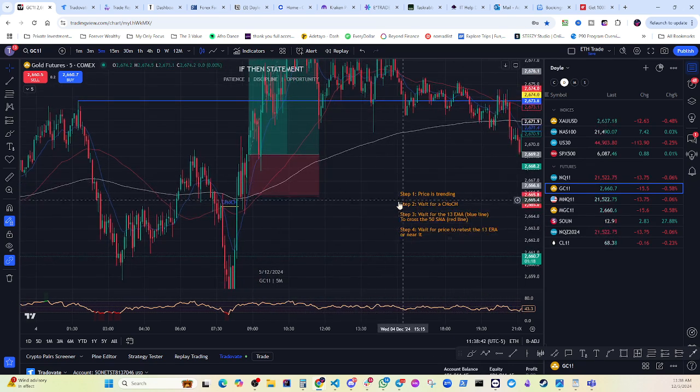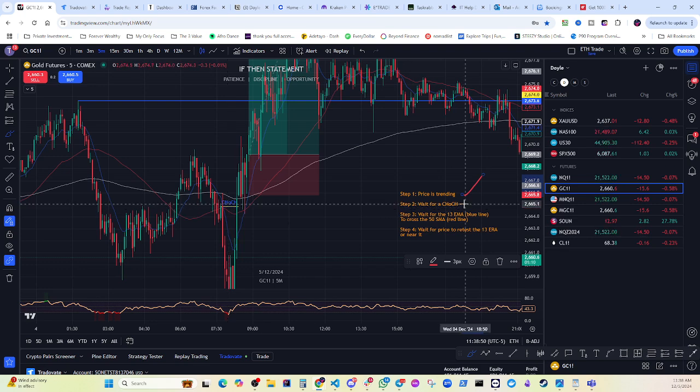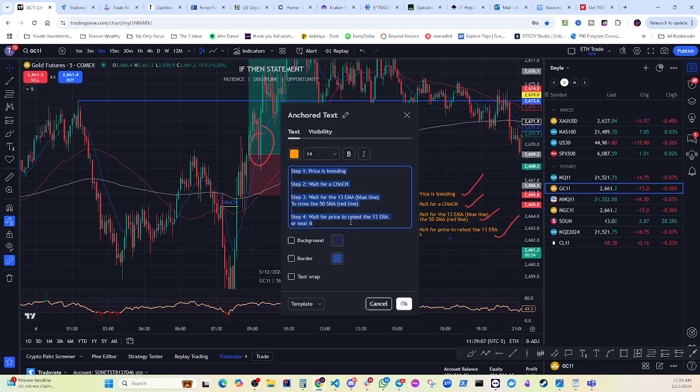Look how simple this is. Market's trending, check. Wait for a change of character, check. Wait for the 13 EMA blue line to cross the 50 SMA. Did right there. Check. Wait for price to retest the 13 EMA or near it. It did right there. Check. Step 5: wait for a tips candle and enter when price breaks above it. Go for a 1-to-1.